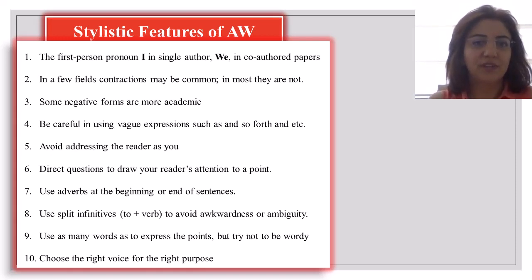Single authors in some fields use the first-person pronoun I, but we, of course, is common in co-authored papers. In a few fields, contractions may be common; in most they are not. Some authors prefer some negative forms over others, believing that those on the right are more academic. Some readers, for example journal editors, object to the use of vague expressions such as "and so forth" and "etc." In many fields, writers typically avoid addressing the reader as "you."